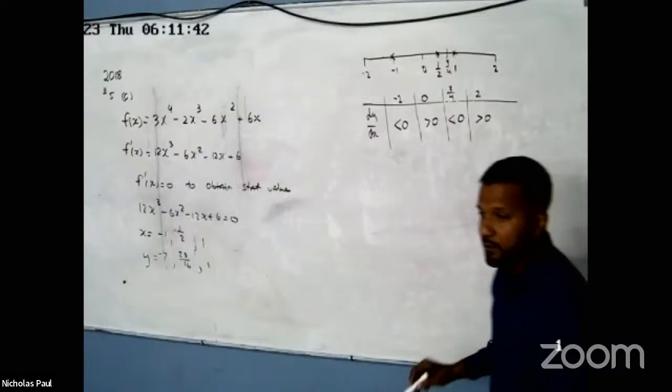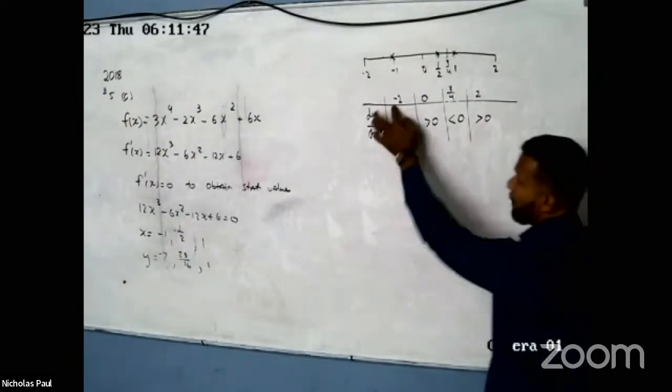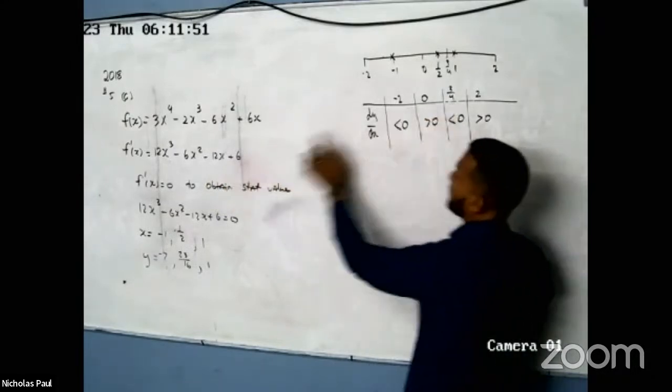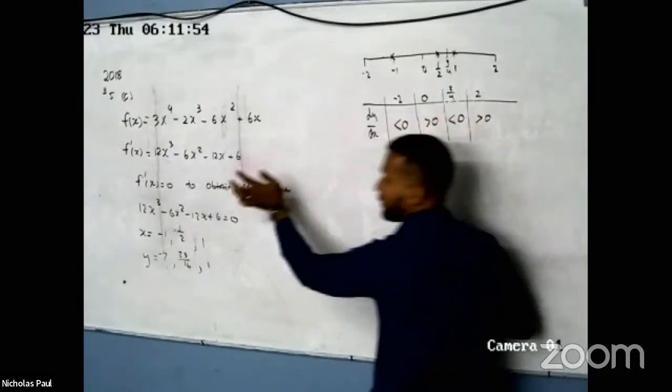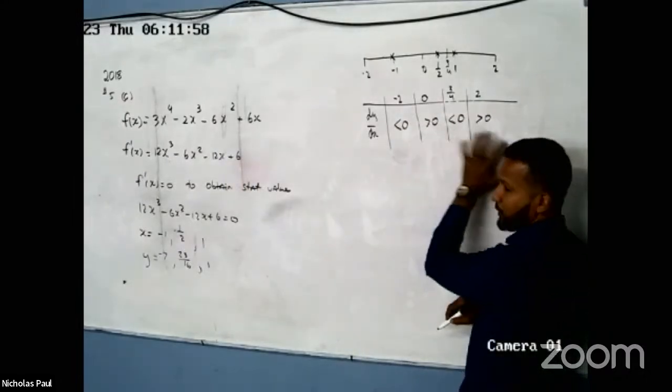So let's see. Are you okay with that? Yeah? So I'll plug in -2 in here, Brian. I'll plug in 0 in here. I'll plug in 3/4 in here. I'll plug in 2 in here. And I get these values here. Right? That's all you're interested in.